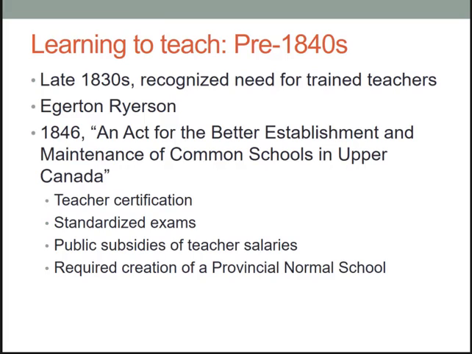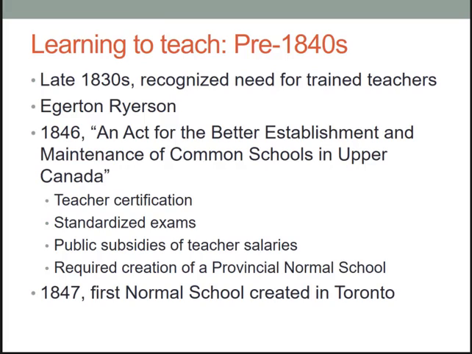Teachers were to complete standardized merit examinations, and if they passed them, their salaries would be augmented by the government. The Act also called for the establishment and state funding of a provincial normal school for the formal training of elementary school teachers. And this normal school was opened in 1847.